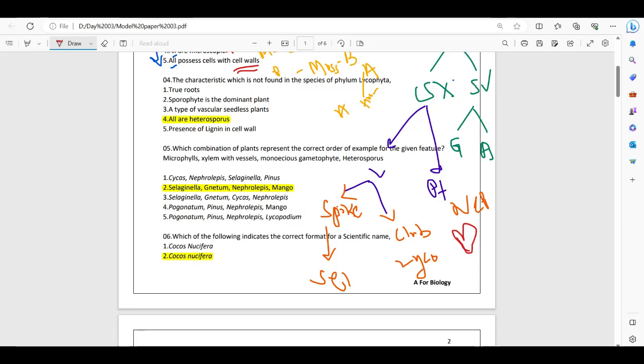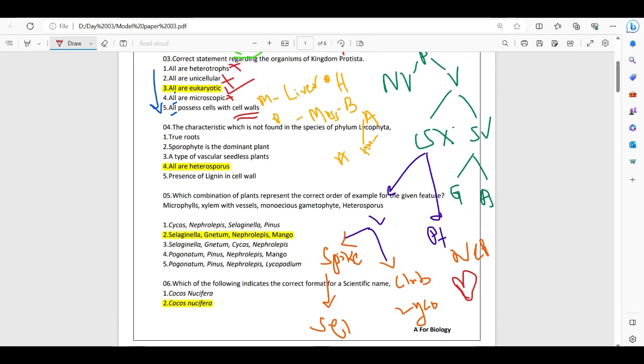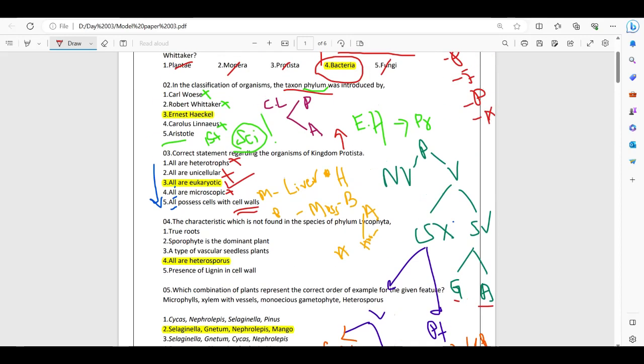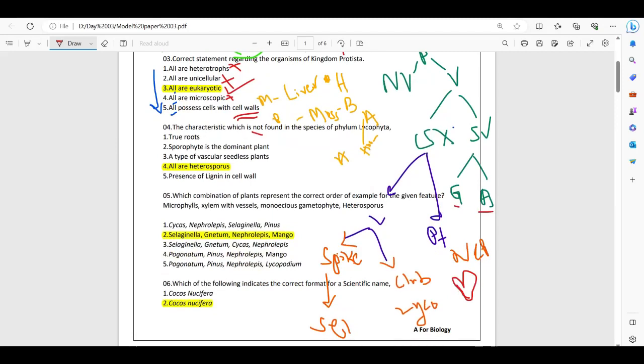The next thing is seed plants, gymnosperms and angiosperms. There is no further information, so I'm not going to explain it further. Let's go to the question: the characteristic which is not found in the species of phylum Lycophyta. The trick here is the word all again. I wanted to highlight that because it's a very important tip in an MCQ paper: words like all and only always have something behind them. So when you see those words, you have to be very careful.